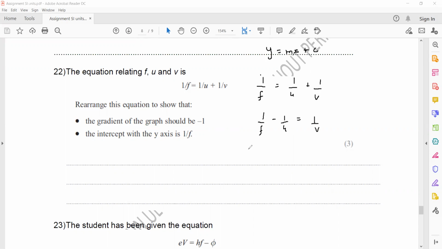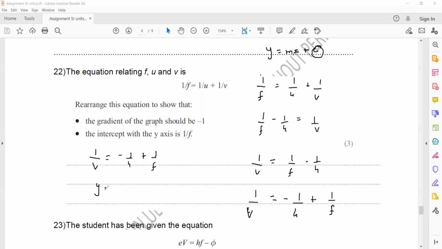Or if I rearrange this equation, I can say 1 over V, I just change the left-hand side with the right-hand side, is equal to 1 over F minus 1 over U. But what I need on the y-intercept, I need 1 over F on the y-intercept. So that should be separated, like that should be after mx. So when I change the order, 1 over V is equal to minus 1 over U plus 1 over F. So now the equation is rearranged.